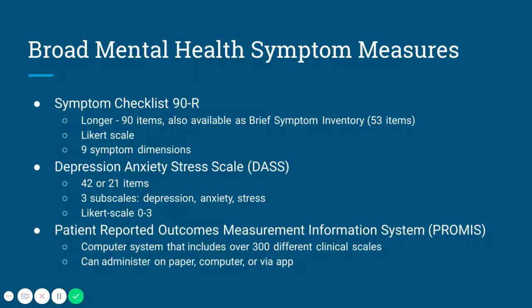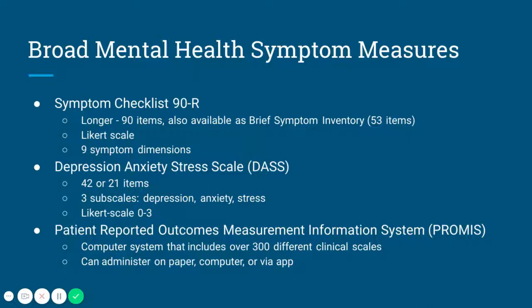So there's a symptom checklist, the 90R, and it is 90 items, but you also can find it as a brief symptom inventory, which is only 53 items. It's a Likert scale, and there's 9 symptom dimensions. So that can be helpful when you're really not sure what's going on. And again, these are symptom focused, unlike the personality and psychological profiles of the MMPI-2 RF and the NEO, as we talked about.